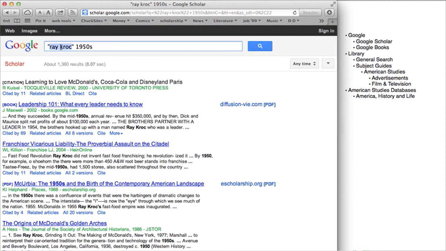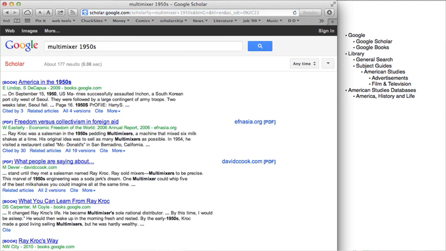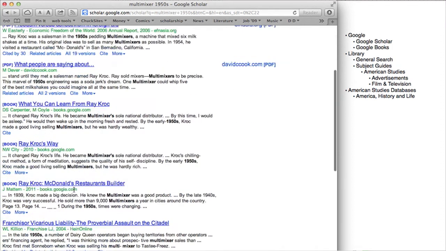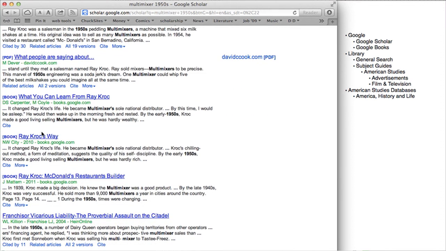I might also try a strange term from the period. If I try multi-mixer, this is the milkshake machine that Ray Kroc was selling at the time when he first went into a joint venture with McDonald's and later purchased it. And this gives us some more books that are related to McDonald's. America in the 1950s. It's a sort of general interest book. It may not have enough on McDonald's concentrated, but it's a possibility. Here's another business book that's not super helpful.